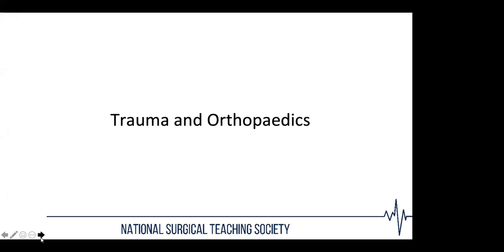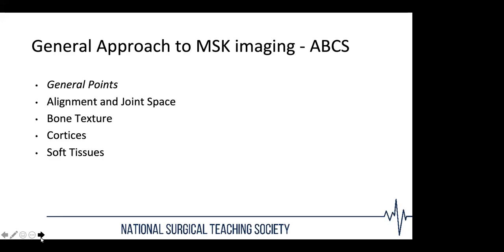So to start with, I'm going to cover some trauma and orthopedics cases. But before we begin, I want to run you through a structured approach on how you yourself can review some of the MSK films independently. So the approach to reviewing MSK imaging is going to be remembered with the acronym ABCS. So this is looking at your alignment and joint space, your bony texture, reviewing the cortex of the bone, and lastly, looking at soft tissue.